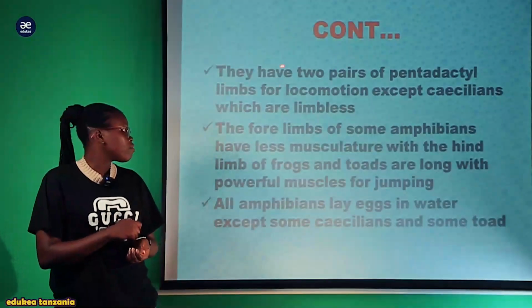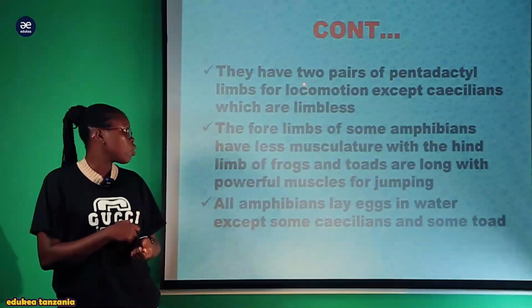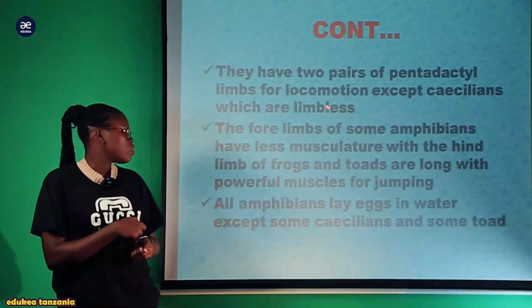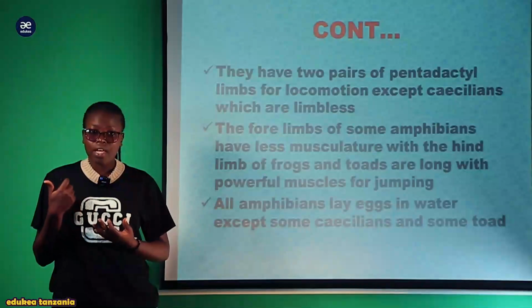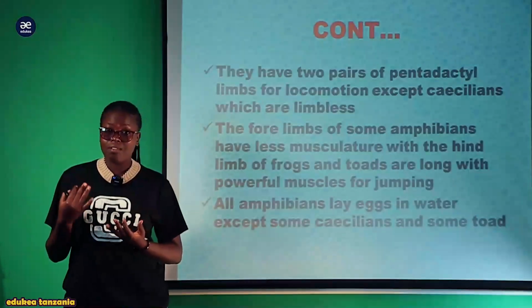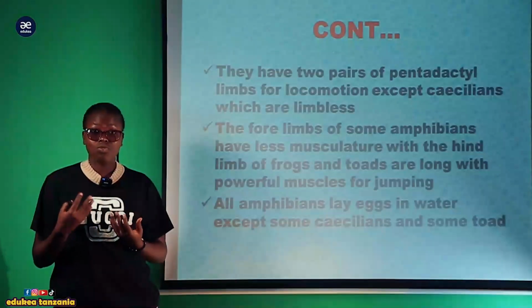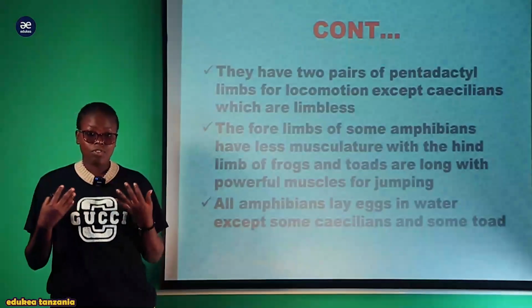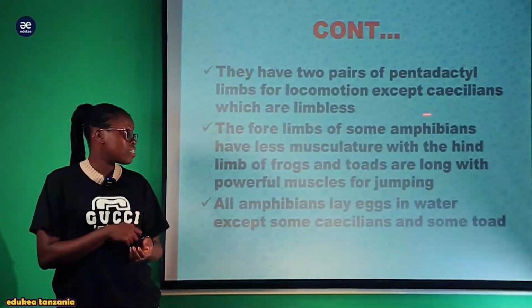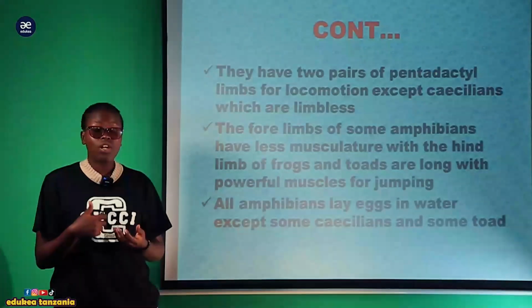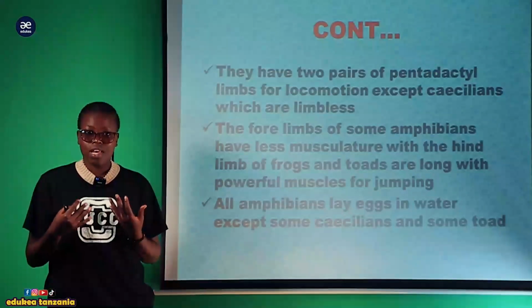So they have two pairs of pentadactyl limbs for locomotion, except caecilians, which are limbless. The members of the class Amphibia have two pairs of pentadactyl limbs, which are used for locomotion, usually for jumping. Also, there are some members which develop no limbs, so they are limbless throughout their life.